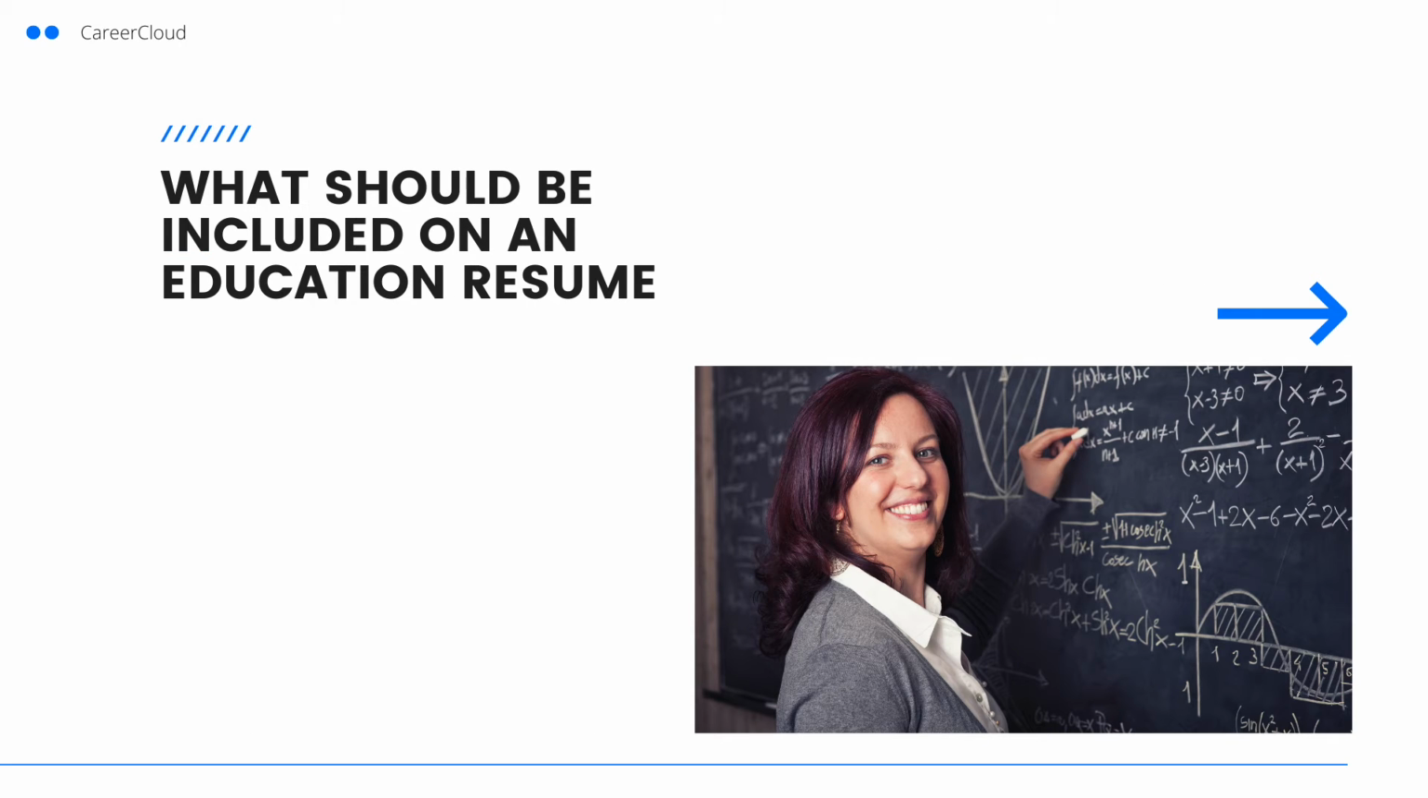What should be included on an education resume? Your education resume should include detailed information about you and your experience related to education. Reverse chronological order is recommended for this type of resume, but use your best judgment when crafting your resume. Let the specific employer and job description dictate what information you should include. Here are some sections we recommend including in your education resume.